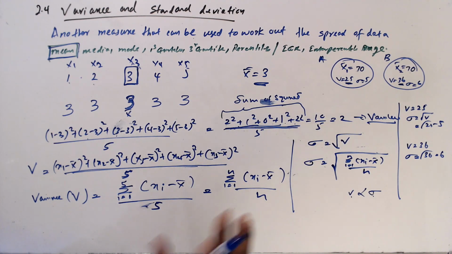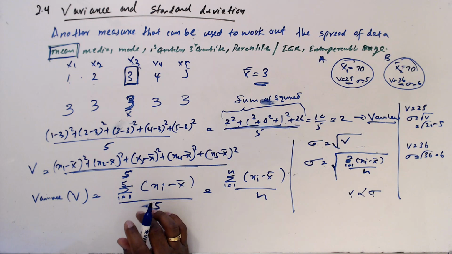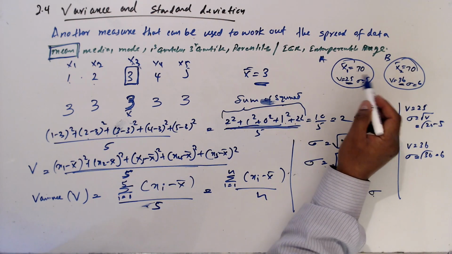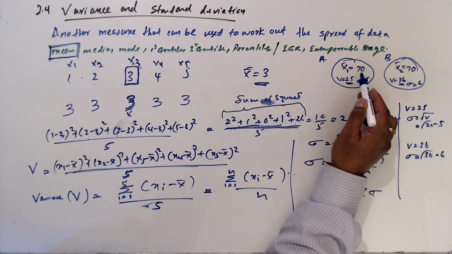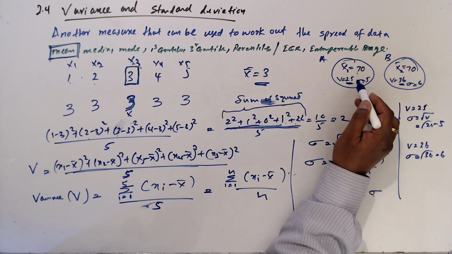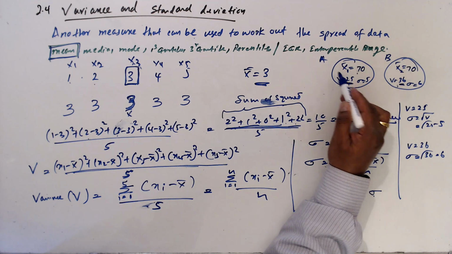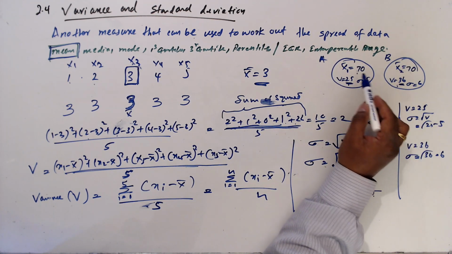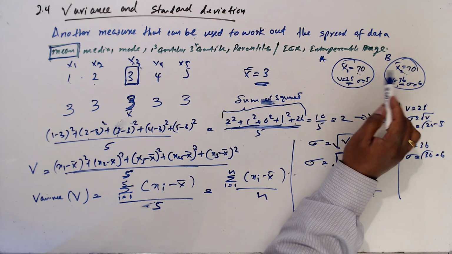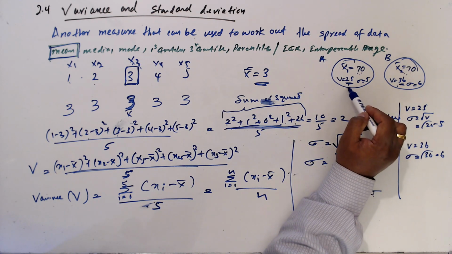So this is the idea behind it, the variance. Just to summarize again, same mean, but this variance is low, this variance is high. Hence the A form is good because it has the same mean but less variance.